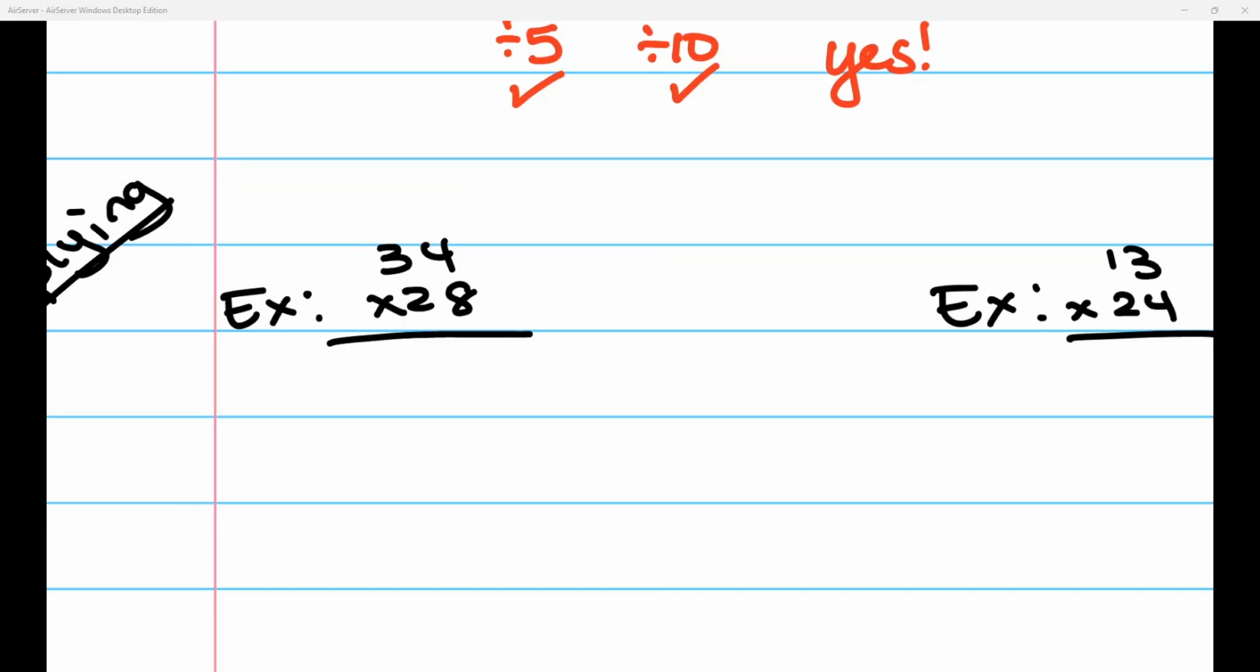The first thing I'm going to do is multiply the ones place. I'm going to multiply these by 8. 8 times 4 is going to be 32. Bring down the 2. Let me do this in blue.